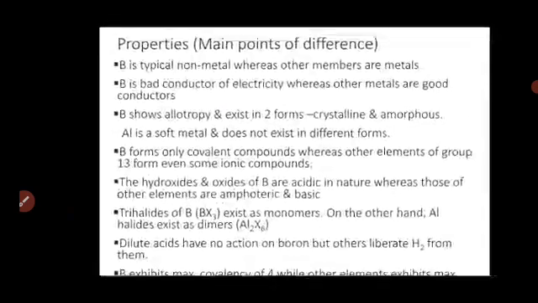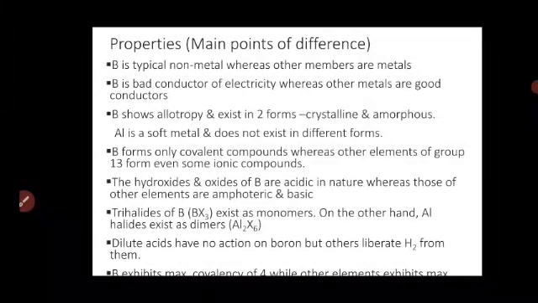Okay. So boron is typically non-metal, whereas other members are metals. From aluminium to thallium, all are metals. Boron is bad conductor of electricity, whereas other metals are good conductors. And we know that the street lines, that is power distribution lines, are made up of aluminium, because it is lightweight metal as well as good conductor of electricity. Yes, this we'll see in application also.